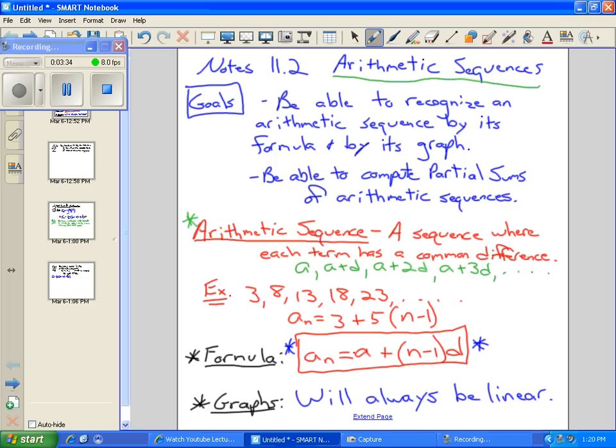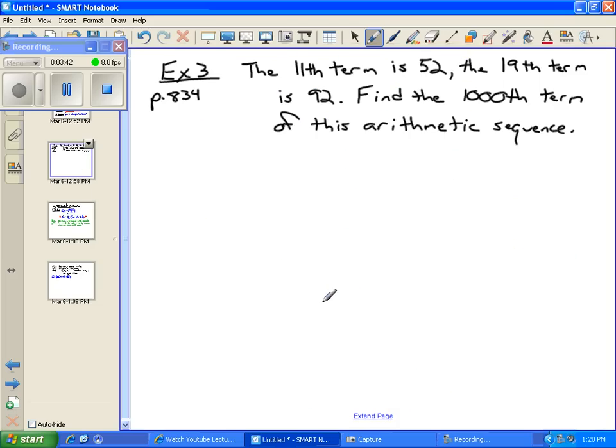Next thing I want to do is a couple problems that you're going to see on some tests and quizzes coming up in the future. So I'm going to switch to a different slide. If you want to look in your book, this is the same example done on page 834. We're going to use that formula from the previous slide to help us do this.